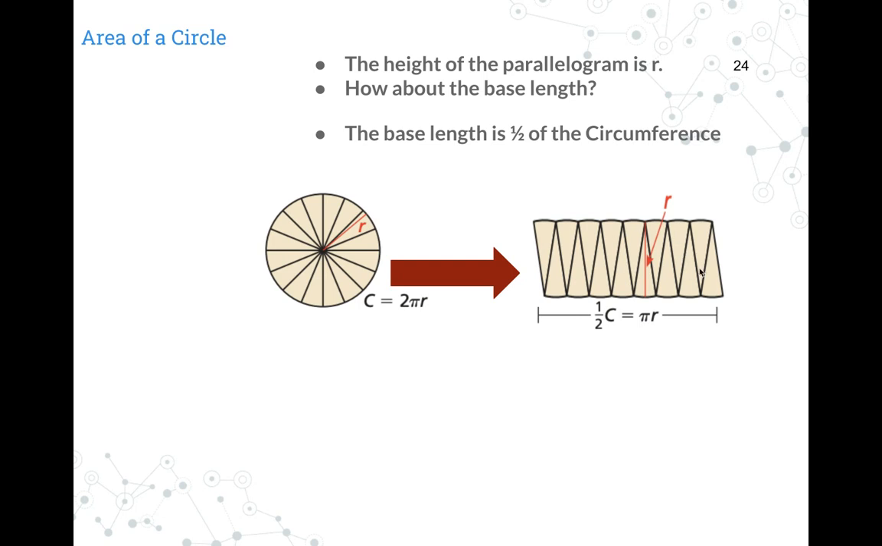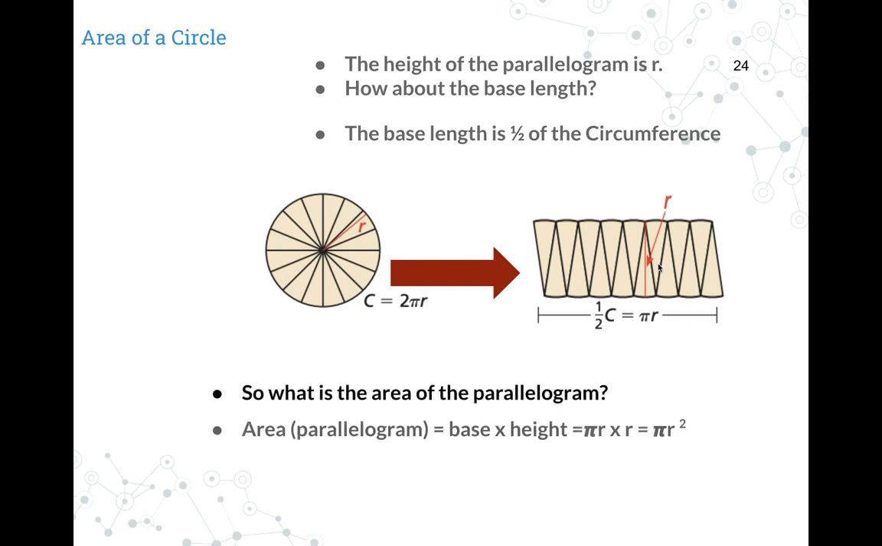So what is the area of a parallelogram? It's just the base times the height. So it's pi r times r, which is just pi r squared.